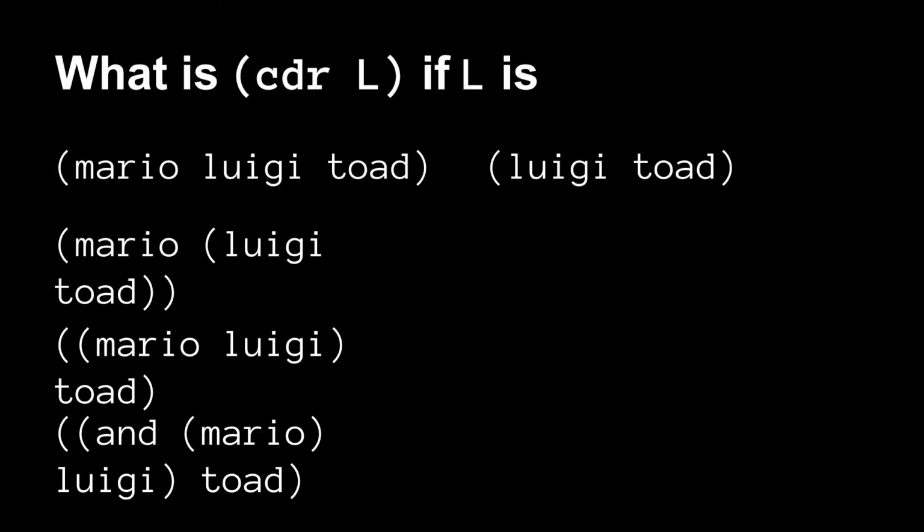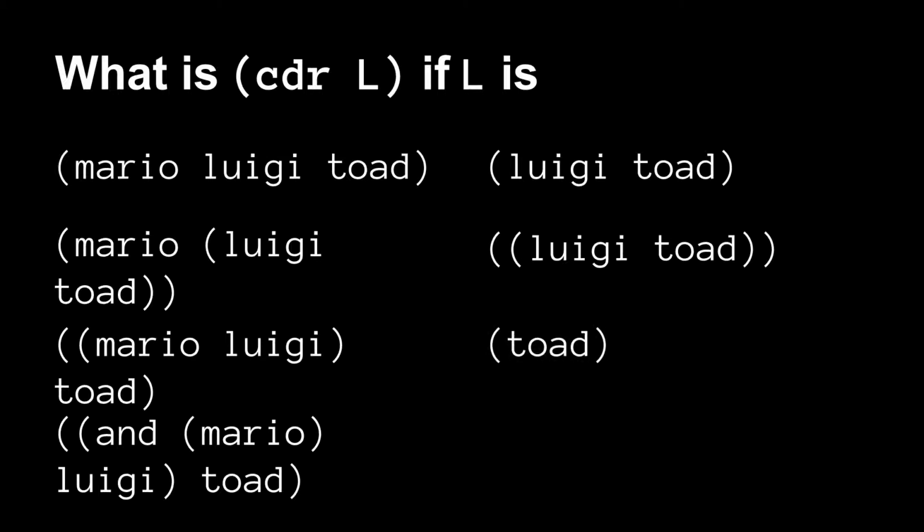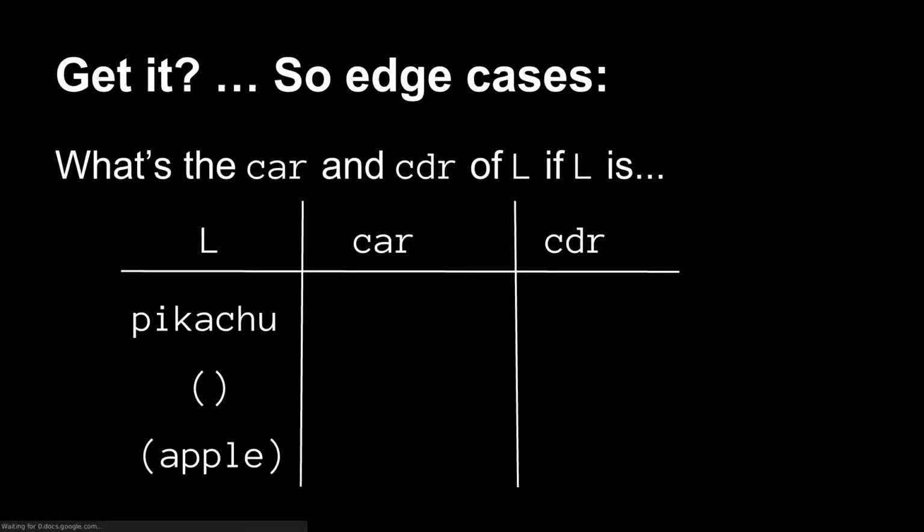So it turns out that cutter L of this is the list of Luigi, Toad. So what about the next one, where Mario, Luigi are encased in that list? So cutter L will actually grab you the list of Toad, just Toad, and it'll be the same for the next one. I'm hoping that you're seeing a pattern by now. So I hope that you get it.